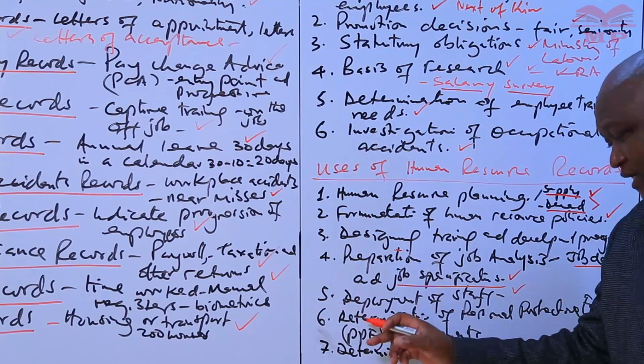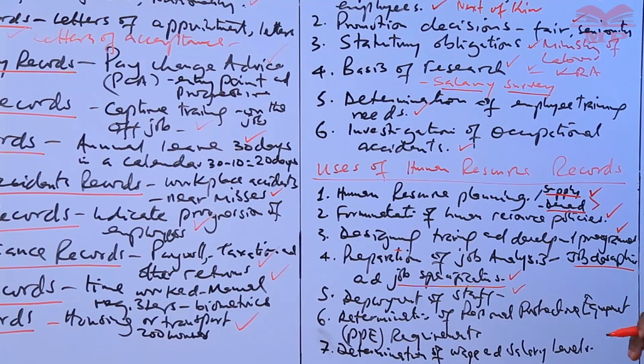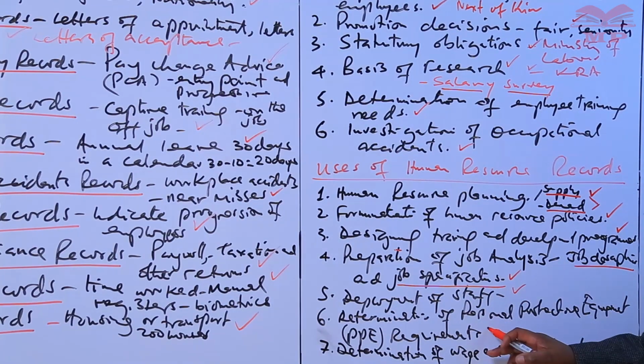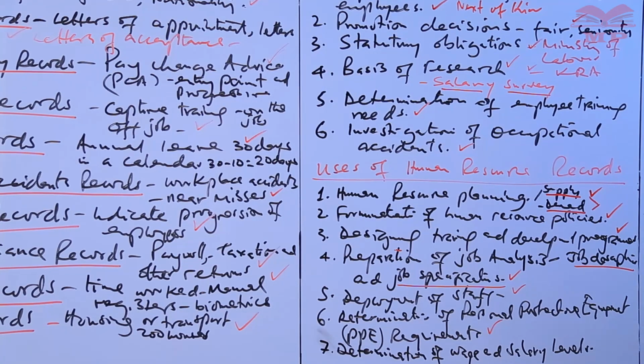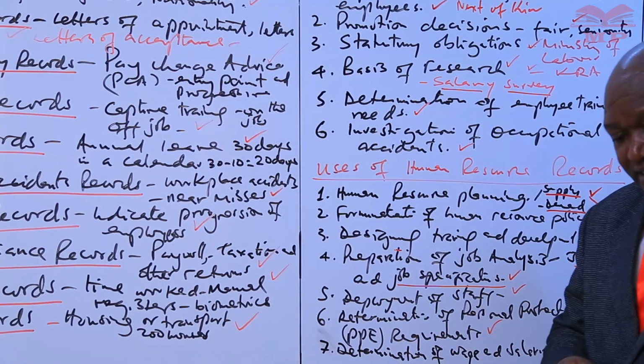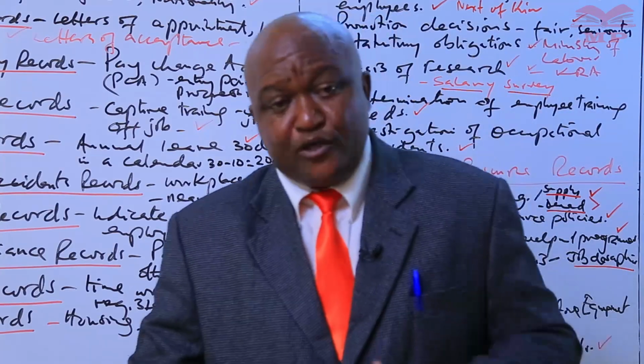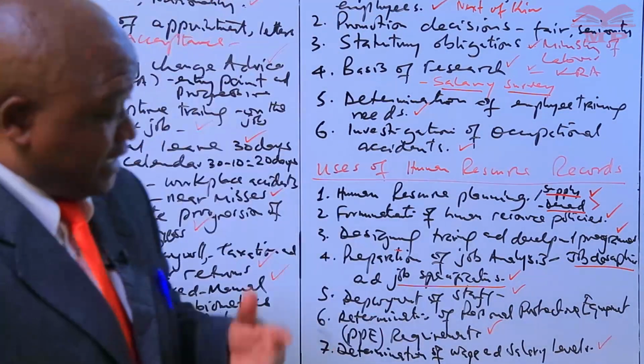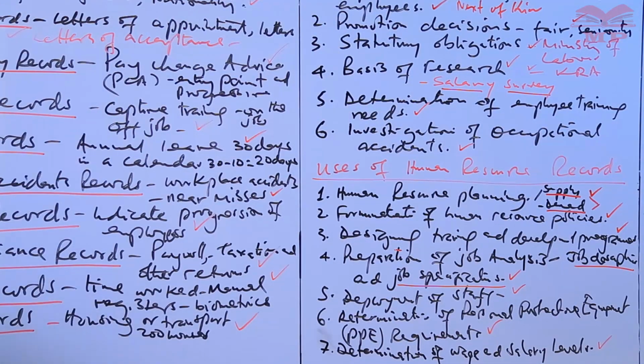Number 6, determination of personal protective equipment requirements that may be needed. If you have 100 workers and you need gloves, for example, you may be able to calculate that these are the number of workers and this is what they need in a given period of time, and that can help you. And then also the determination of wage and salary levels. And even when it comes to discussion with, say, union officials or unions, that can also be one area where human resource records can be utilized.